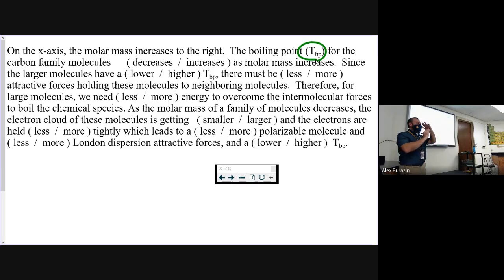When you have capital T with a subscript BP, what do you think the BP stands for? Boiling point, the temperature of boiling, right? So this is the symbol for boiling point. Capital T to represent temp, BP for boiling. Okay, boiling point, right? So the boiling point for the carbon family molecules increases as the mass increases.